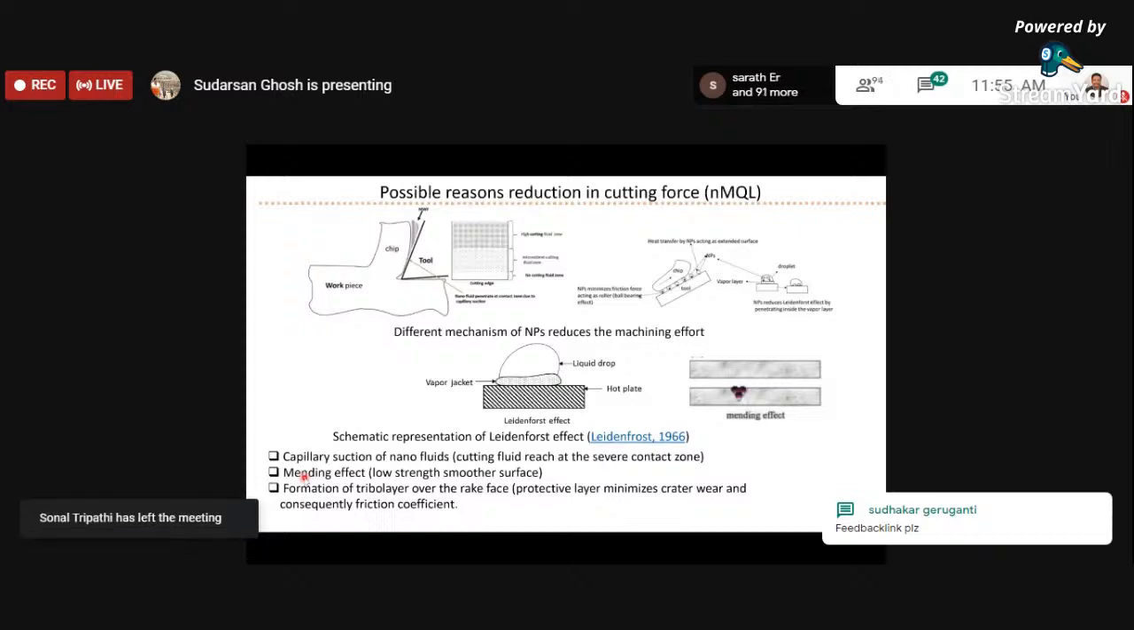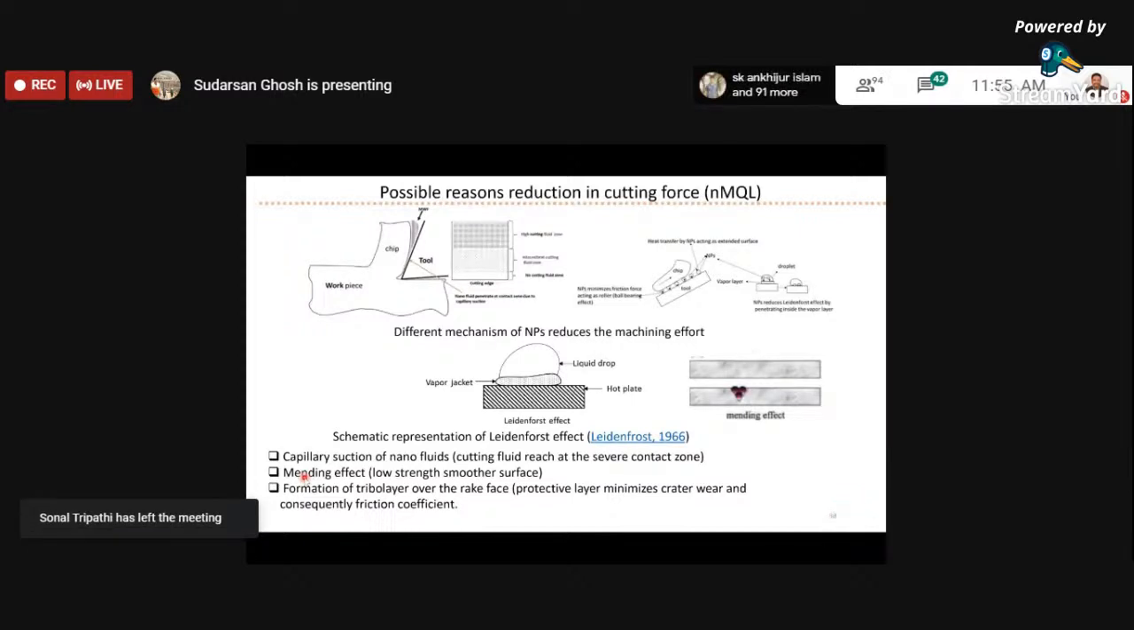So there are various proposed theories or mechanisms by which these nanofluids are able to lower the forces. One is basically the ball bearing action of these nanoparticles. Especially if they are spherical in shape, what happens? They can enter into the interface between the chip and the tool, and these are small spherical nanoparticles. So they will act like roller bearings, right? So like ball bearings.